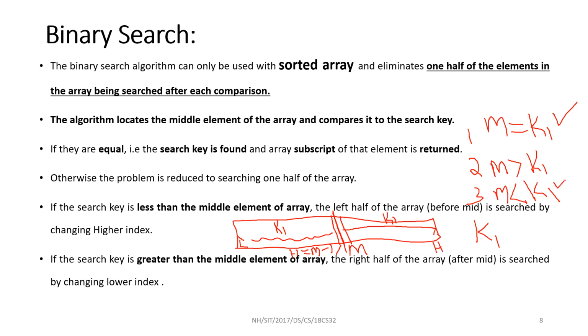For this purpose, we have to modify the value of L. H is same in the third case. Only L you have to change. L equal to mid plus 1. So if M equal to K, if they are equal, stop this process. M greater than K1, change the H value. In the third case, if M is less than K1, you have to change the L value. This is how the binary search algorithm works.